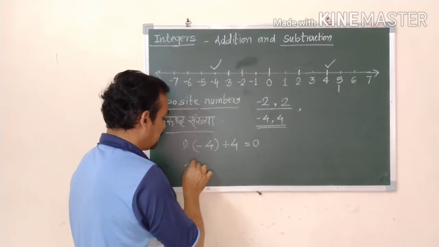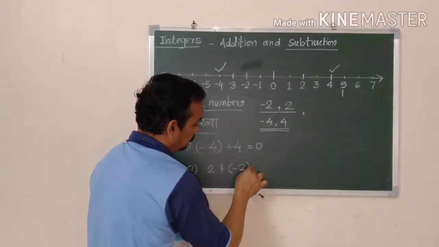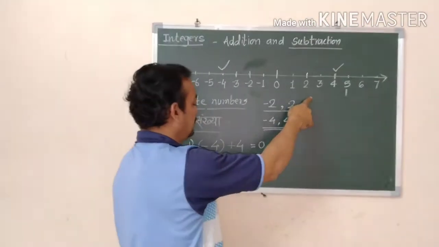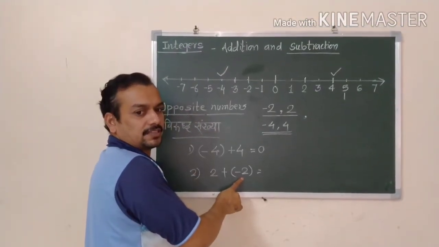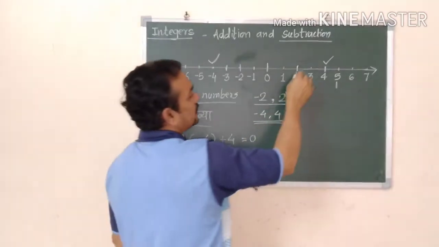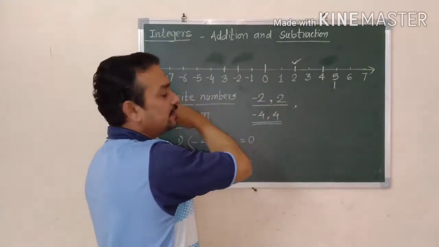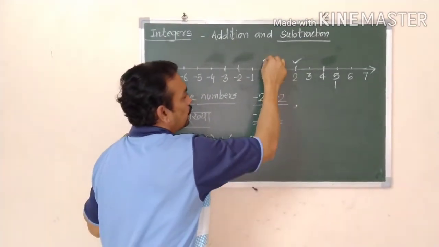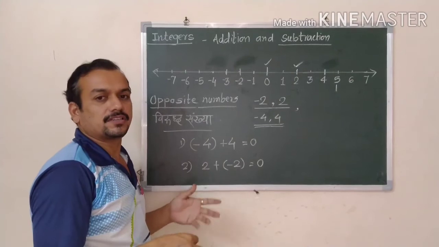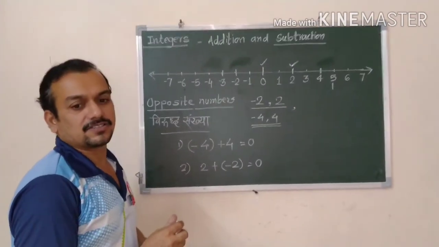The next one is, look at here. 2 plus negative 2. These two numbers are opposite numbers. 2 is here on the right hand side and if we add a negative number to the given one, then move towards the left hand side on the number line. Here is 2. Then plus negative 2 means move towards the left 2 units, 1 and 2. We got 0. That means if we add opposite numbers, then we get 0. That means the sum of the opposite numbers is 0.